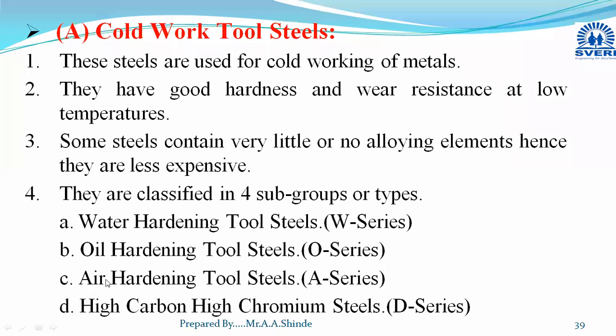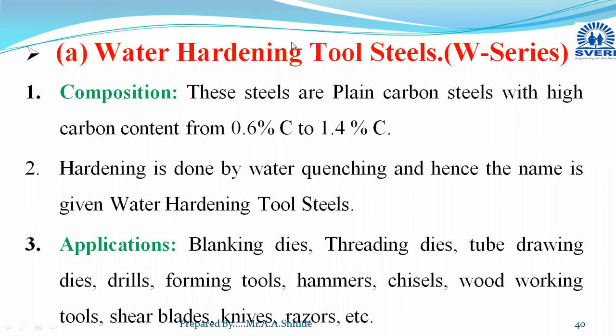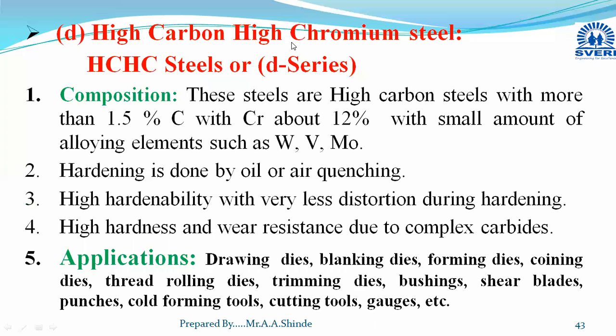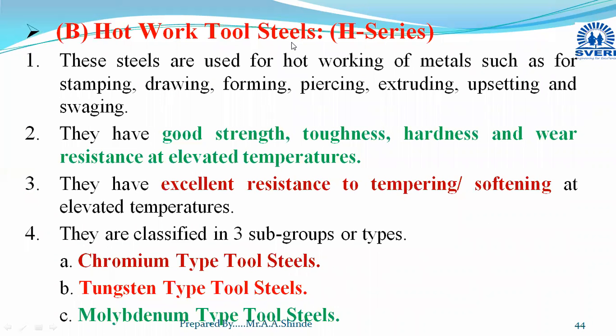Okay, oil hardening, air hardening, and HCHC steels are termed as non-shrinkage tool steels or non-deforming tool steels because during hardening, very less distortion occurs. Okay, so in this way, we have completed the four types of cold worked tool steels, like water hardening tool steel, oil hardening tool steel, air hardening tool steel, and HCHC steels, along with their composition, properties, and applications. Now we will move towards the next type, and that is hot work tool steels.